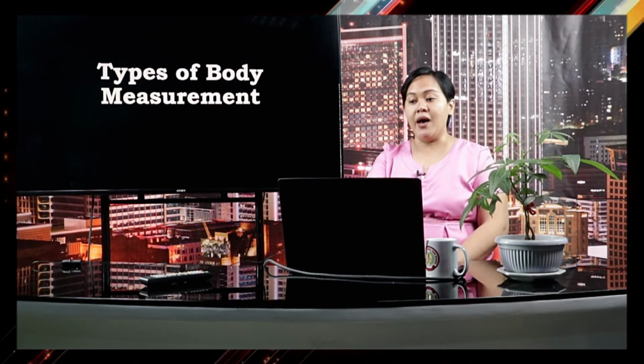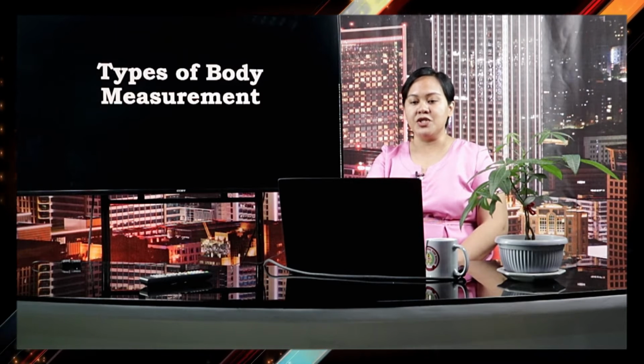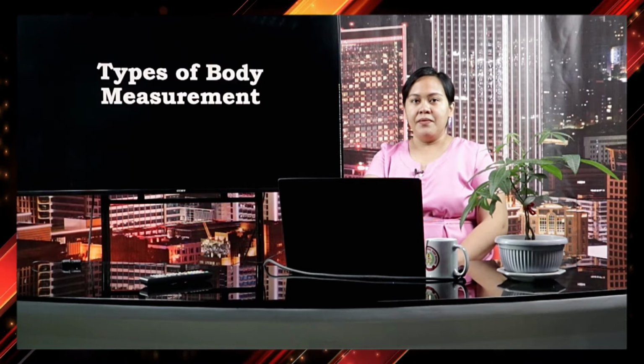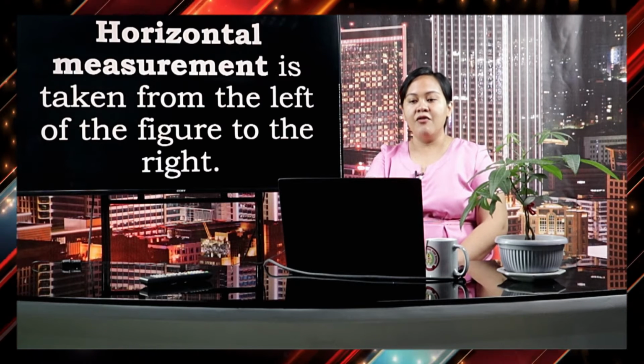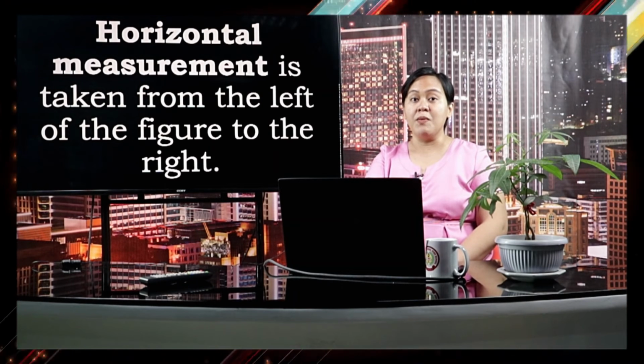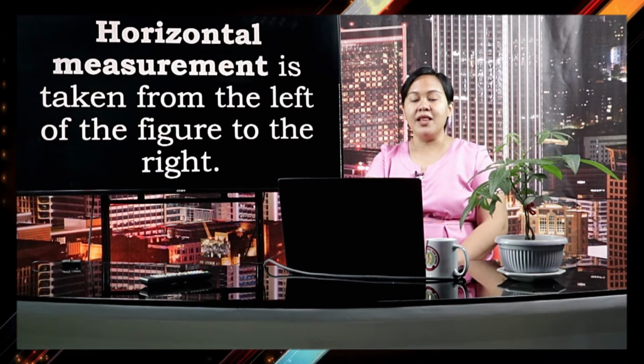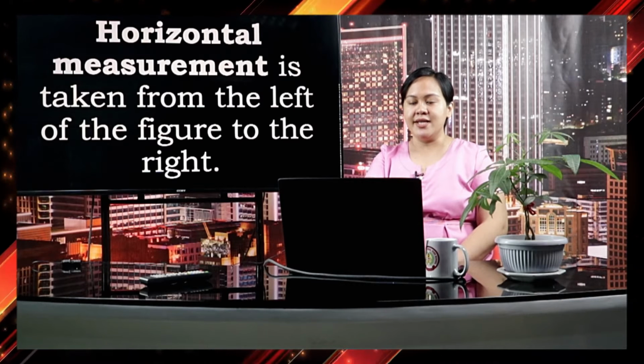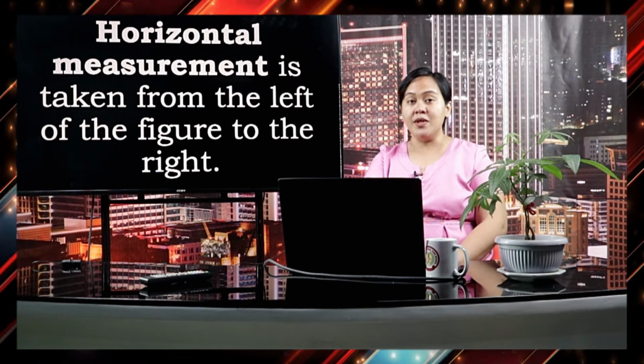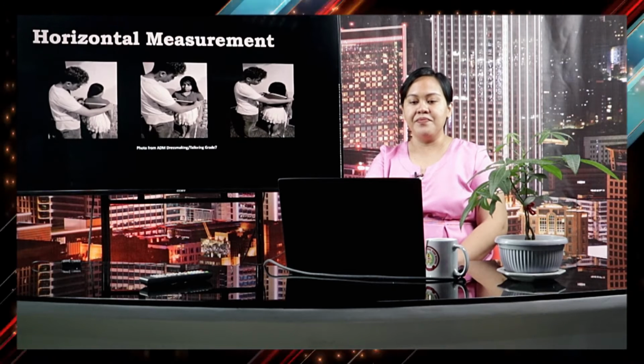Now let's talk about the 3 types of body measurement. First type is the horizontal measurement, which is taken from the left of the figure to the right. Now here are examples of horizontal measurement.